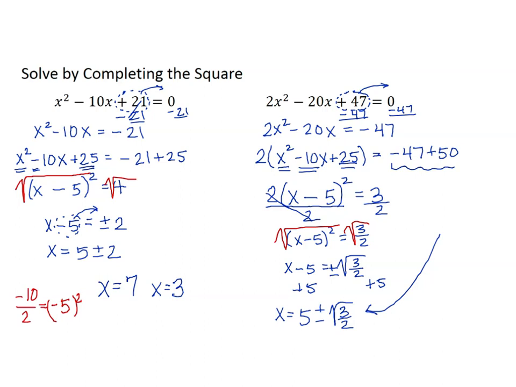But most of the time, you're going to be asked for the exact solution or the exact value. When you see that word exact, that means you leave it in square root form. You don't find a decimal approximation.